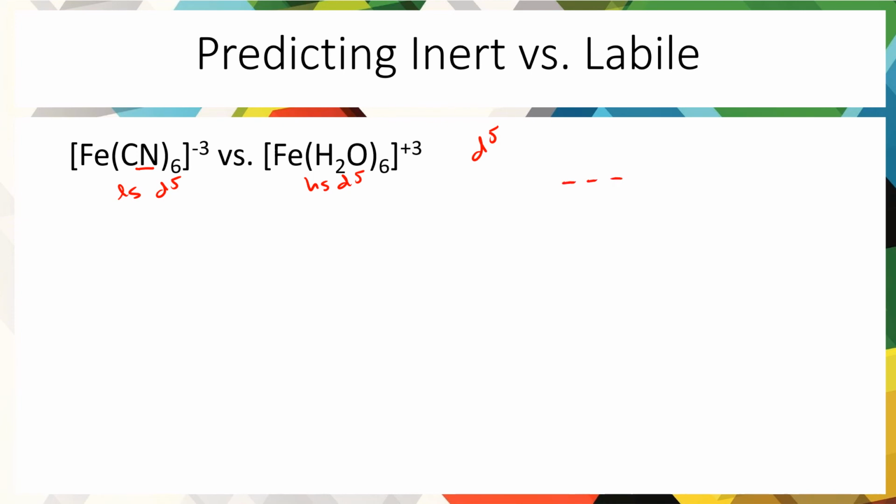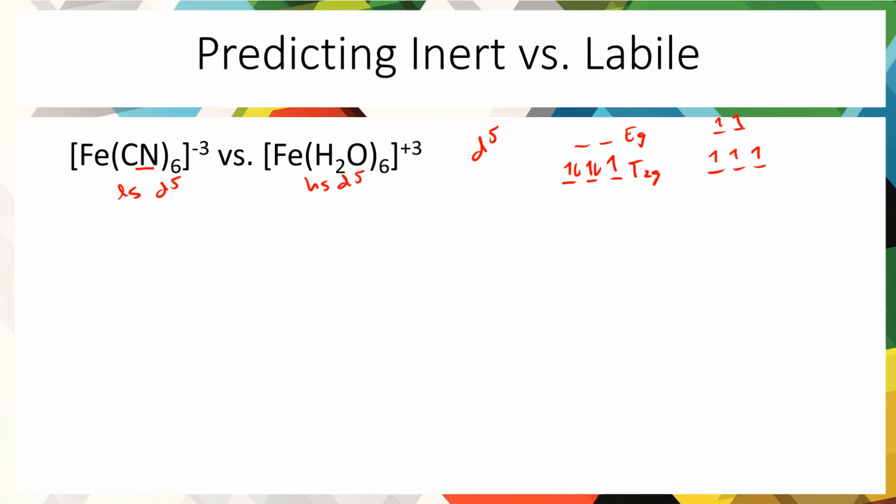Well, if we think about our ligand field diagrams, low spin versus high spin, we can see there's a pretty big difference in, first of all, the ligand field stabilization energy. And that is one of our factors. They're both the same oxidation state. They're both the same metal. They are two different kinds of ligands, but we weren't talking about ligands in this section. We're just talking about the effect of the metal itself.